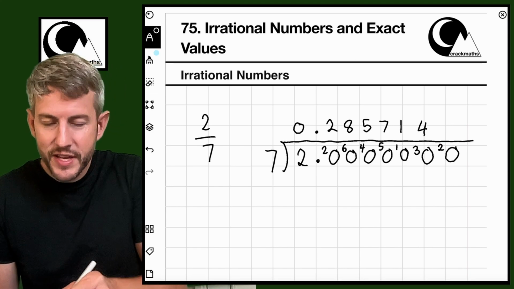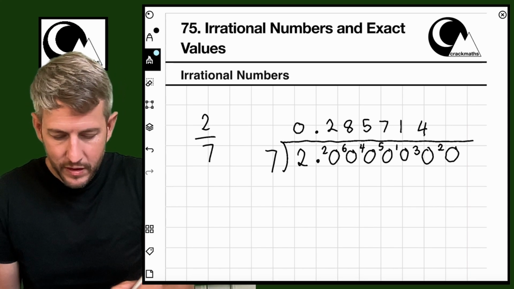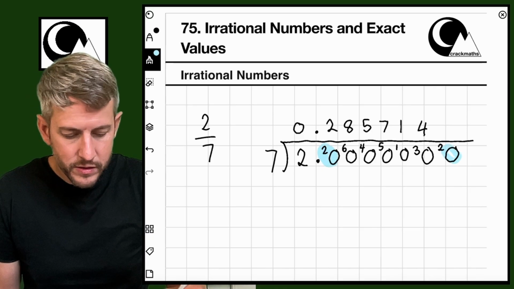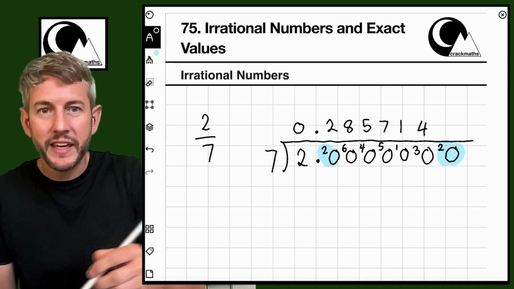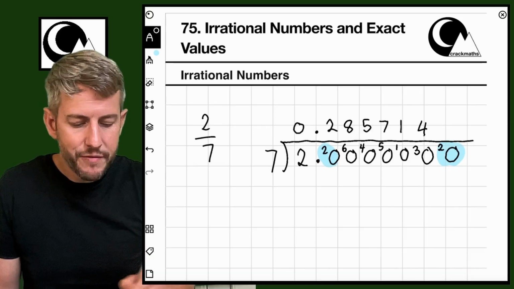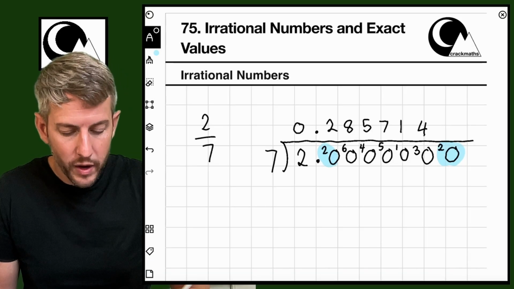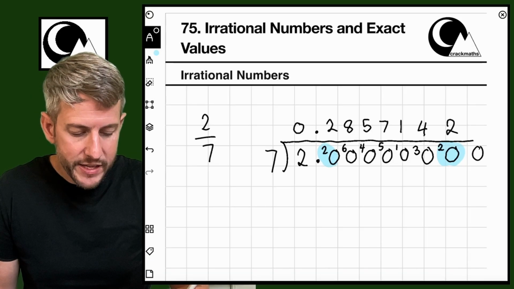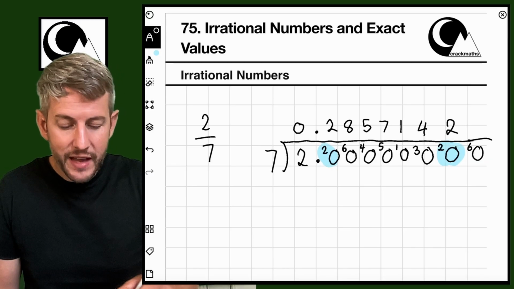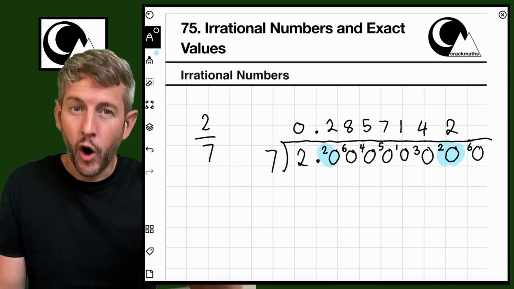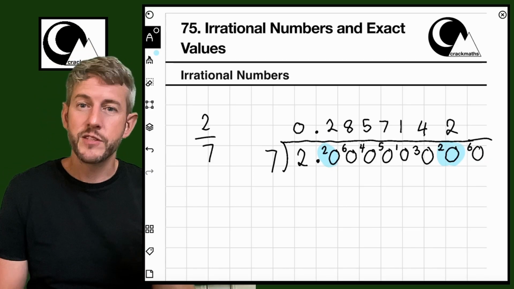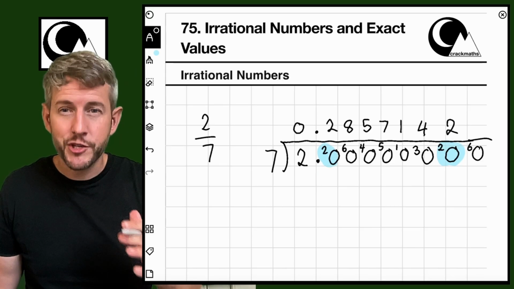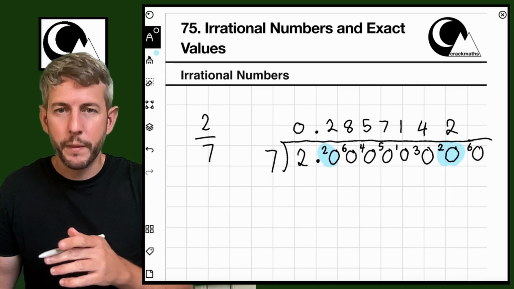And as you can see, we're about to start all over again, so it's going to kick off the same pattern. So 7s into 20 go twice with a remainder of 6. And then we just see this going on and on and on, continuing the pattern. So remember, if something's a fraction, it's going to be a rational number.